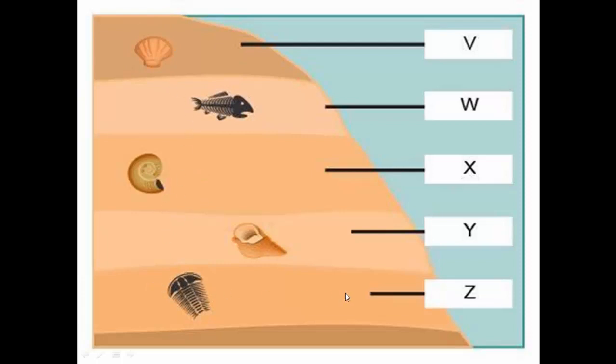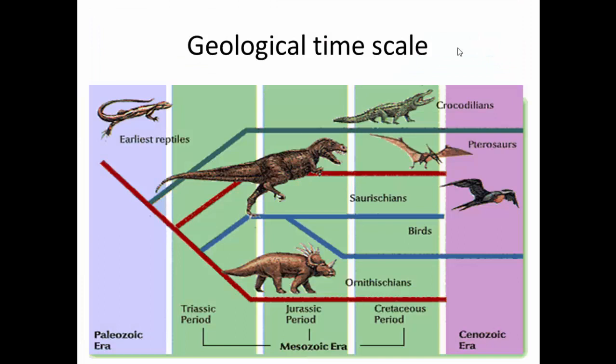So in this position, the oldest fossil is Z, and the youngest fossil is Phi. So if I ask you to arrange in order from the oldest to the youngest fossil, that is Z, Y, X, W, and Phi.